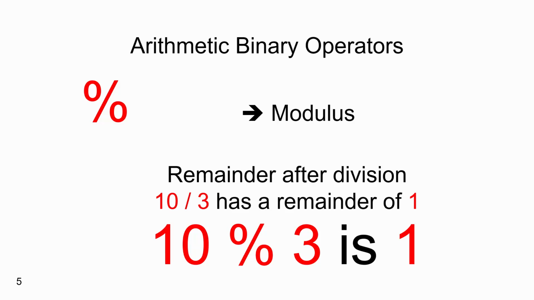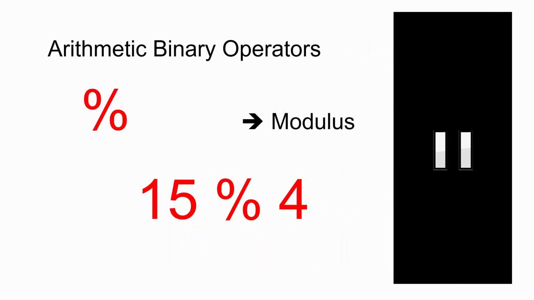These next few slides have more examples. Stop the video on each one and try to figure them out before the answer is shown. The answer to 15 mod 4 is 3, since the remainder of 15 divided by 4 is 3. The answer to 10 mod 6 is 4, since the remainder of 10 divided by 6 is 4.